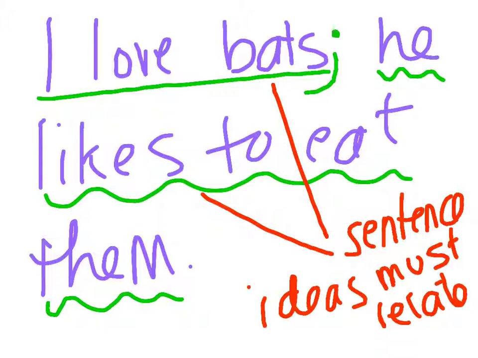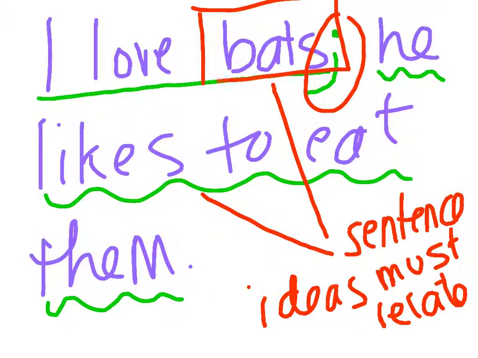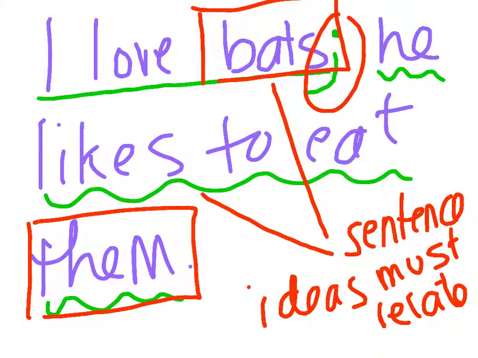However, you must realize that in order to use a semicolon, the sentence ideas must relate. So clearly, loving bats, okay, and he liking to eat bats are related ideas.